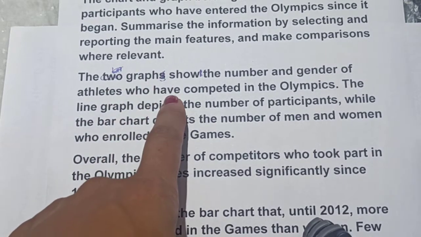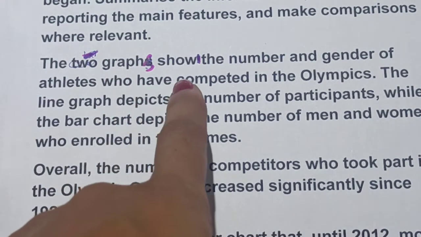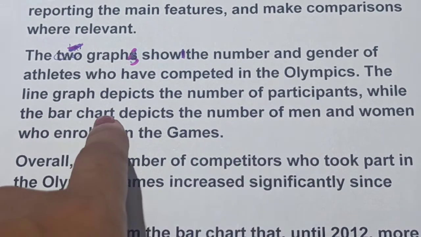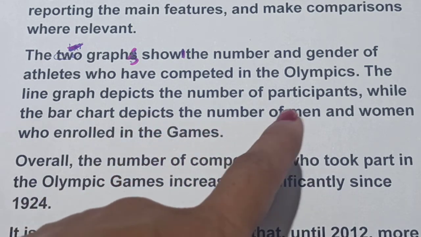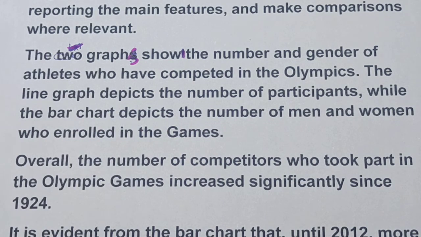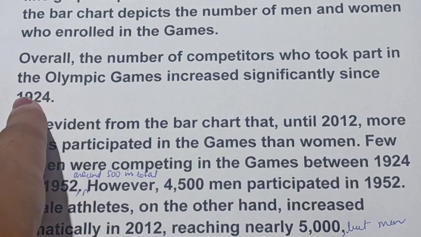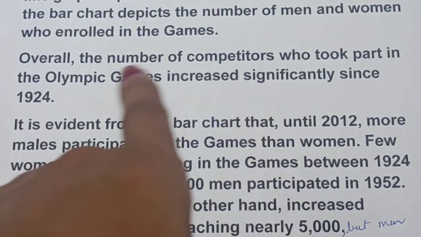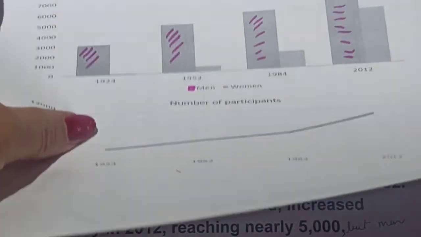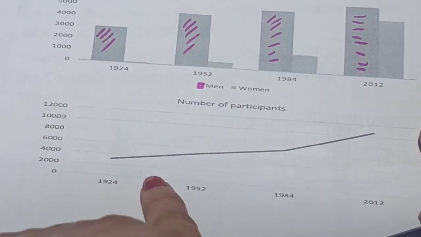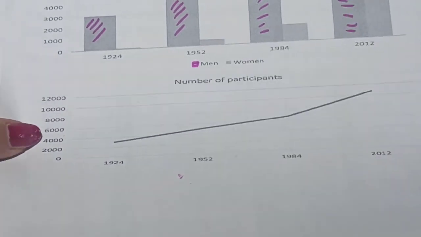The two graphs show the number and gender of athletes who have competed in the Olympics. The line graph depicts the number of participants, while the bar chart depicts the number of men and women who enrolled in the games or who participated in the games. Overall, the number of competitors who took part in the Olympic Games increased significantly since 1994. So we can see an increase even in the number of men and women as well. And even if we talk about the number of participants, the number also increased for this.